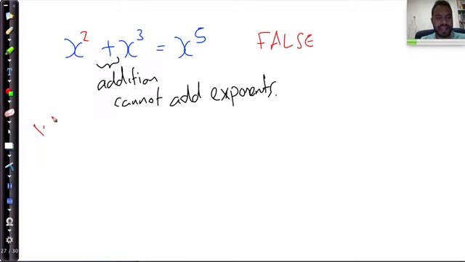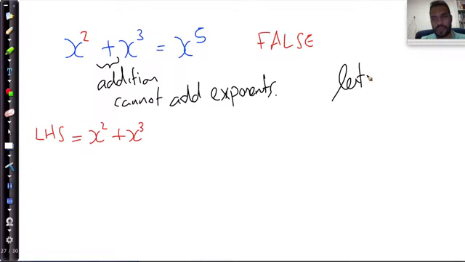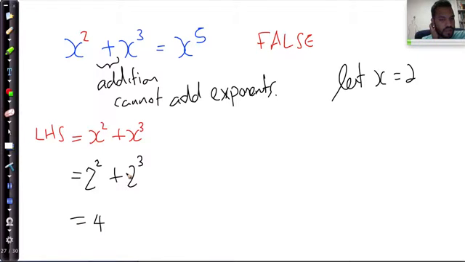Well, let's start with the left-hand side. The left-hand side is x squared plus x cubed. And if I look particularly at that, I can choose a value for x. Let x equal 2, just for our example, and we want to prove this false. We know it's false because the law doesn't say you can add the exponents if you're adding these variables with the same base. You must be multiplying them. So let's say it's 2 to the power of 2 plus 2 to the power of 3. And what does that give me? 2 to the power of 2 is equal to 4, and 2 to the power of 3 is equal to 8, and 4 plus 8 is 12.